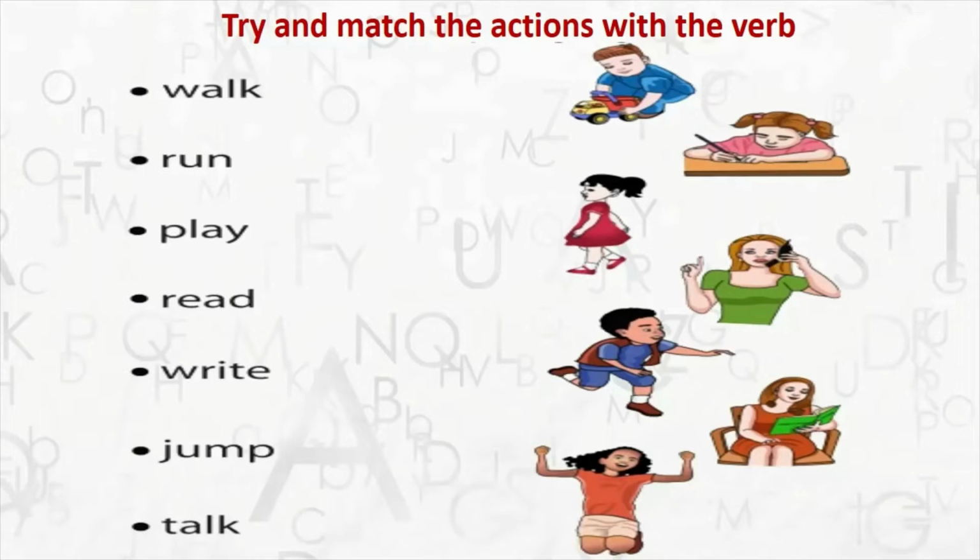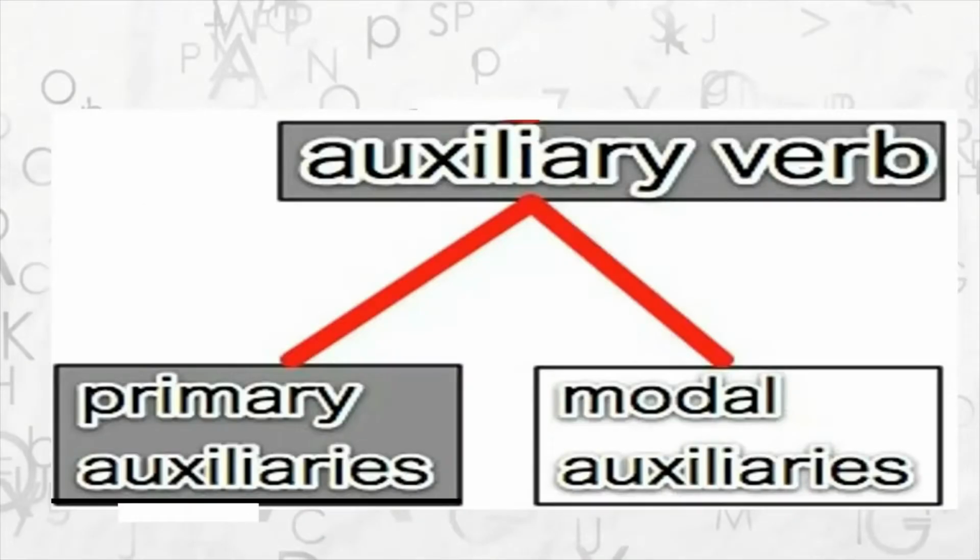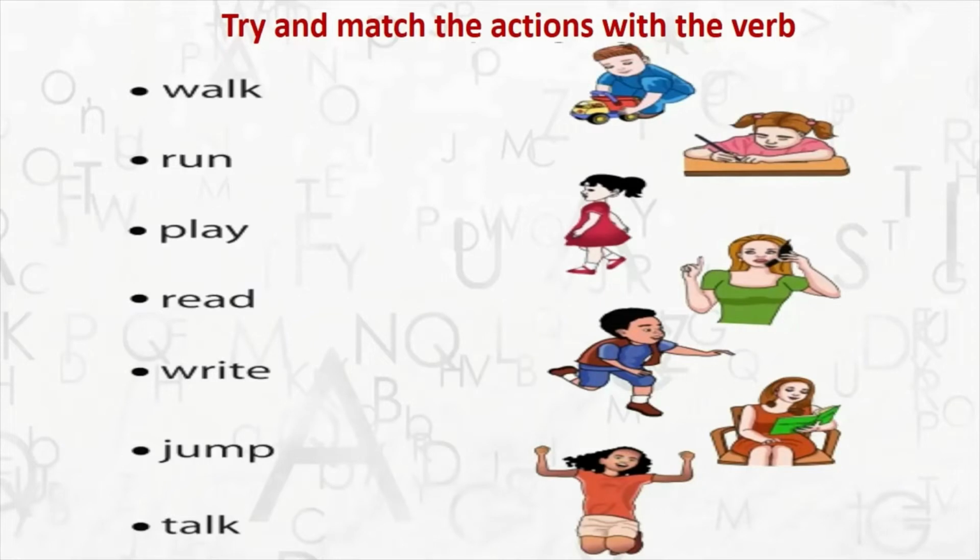Alright, so here we go with the answers. So which one is walk? See, which one is walk? Yes, the girl in red walking. Alright, now what about run? Who's running? Can you see who's running here? The boy in the blue dress is running. He's getting late for school, I think.